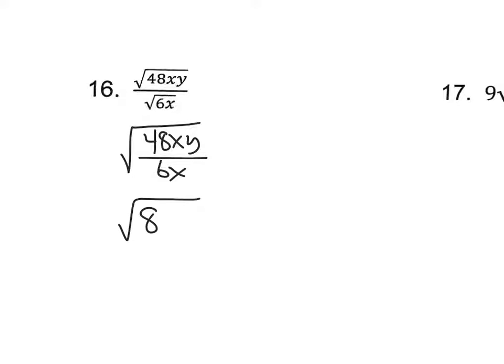I'm still inside the radical. The x's cancel, so all I get is a y here. And I would be finished except for the 8. The 8 will break down.